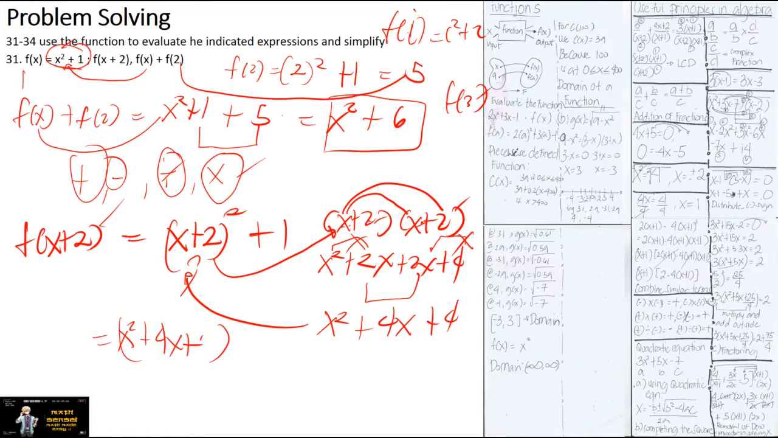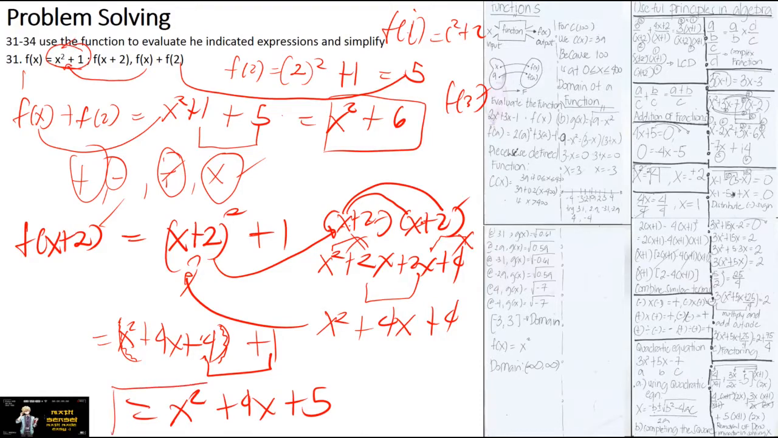Yan yung nabuo mong parenthesis, diba? May plus 1 pa. Pwede mo nang tanggalin yung parenthesis, and pwede mo nang i-add yung similar terms dito, which is yung 4 saka yung 1 para sa mga constant. So mangyayari, x squared plus 4x plus 5. Yun na yung sagot natin. Okay, ito yung sagot natin dun sa isa. Yun yung sagot natin dito.